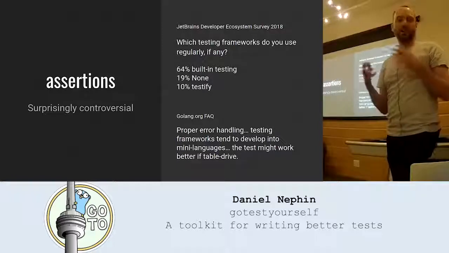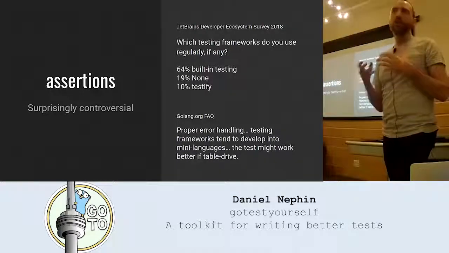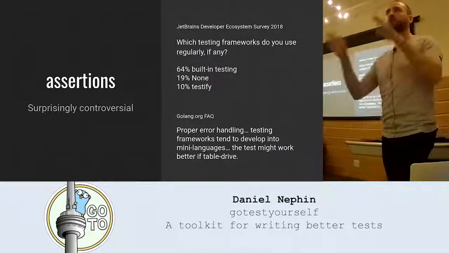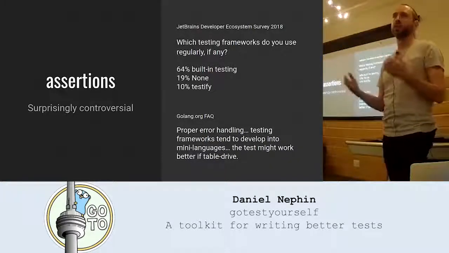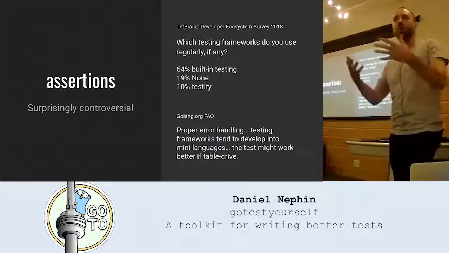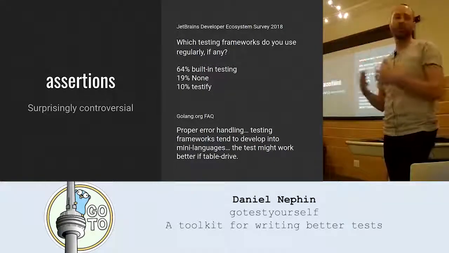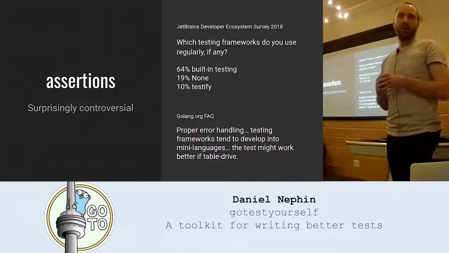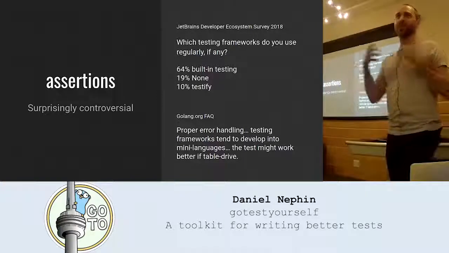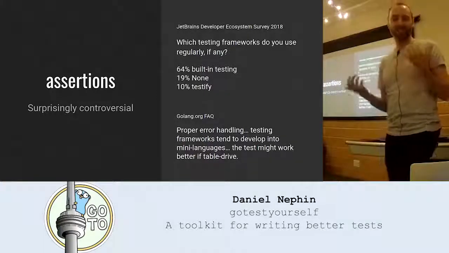Some other points are that you need to be very careful about error handling. You want to make sure error handling is very explicit. You don't want to just gloss over error handling. Testing is kind of like that. You don't want a mini framework that hides things, because you already know Go. You don't want to have to learn some other thing. They suggest tests might work better table driven. Table driven tests are awesome, but I don't know if that necessarily means assertions are unnecessary.